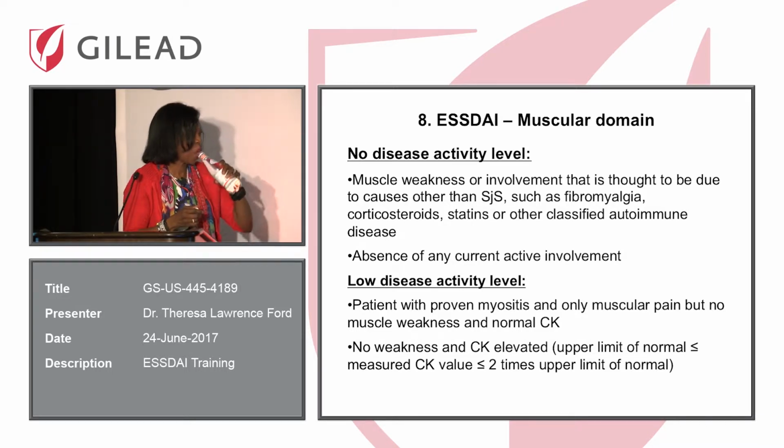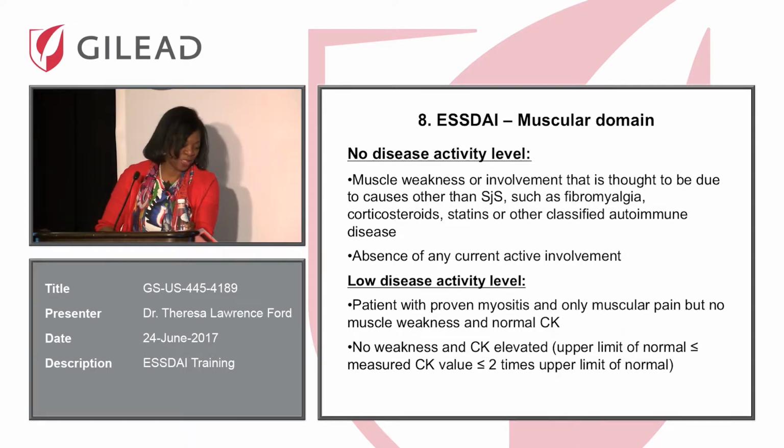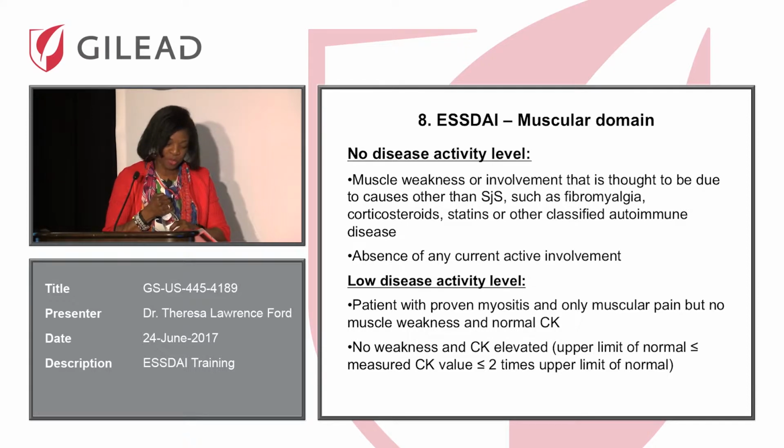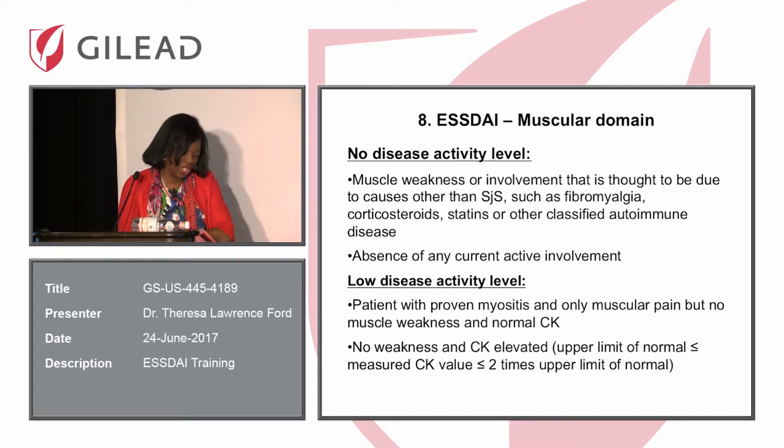Okay, this is important. Important feature for pre-screening. So low disease activity level, proven myositis, and only muscular pain but no muscular weakness, and a normal CK. We're going to just ace my exam at the end of this. No weakness and CK elevation, upper limits of normal, less or equal to measured CK values, but less than 2 times upper limits of normal.